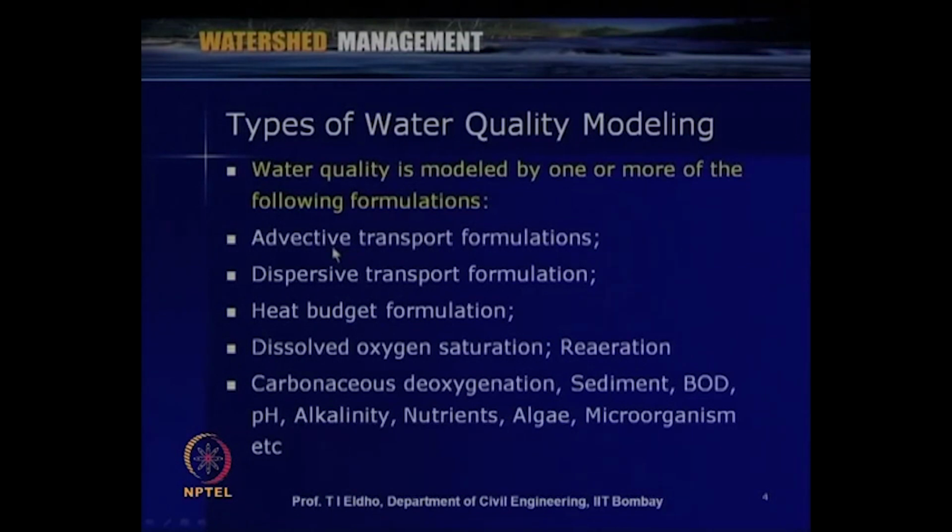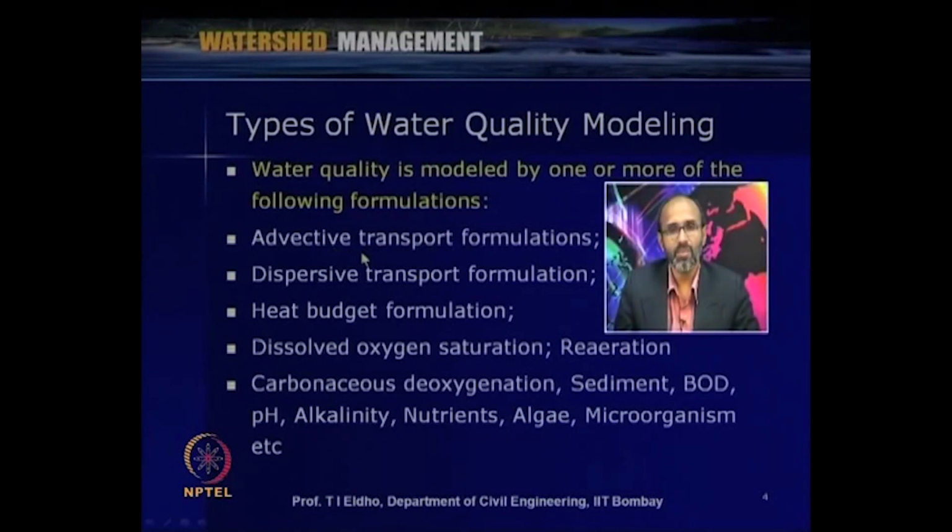Where mainly the advection, we already discussed advection, so how the movement is taking place. So the advective transport formulations, or we can have dispersive transport formulations within the surface water or groundwater. And then wherever, say, heat is the main source of pollution, like the hot water coming from thermal power plants to the lakes or to the ocean or to the rivers, we can see how the heat transport is taking place.